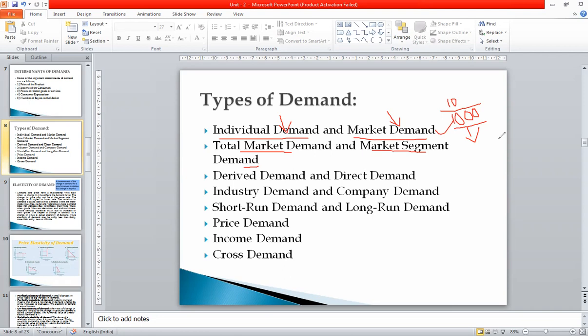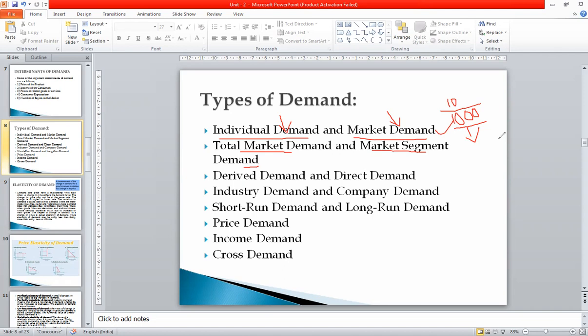And next, we have a term called derived demand and direct demand. What is derived demand and what is direct demand? Derived demand is a term we define when the demand for one product is derived from another product. Make a note of derived demand. The demand for one product is derived from the other product.